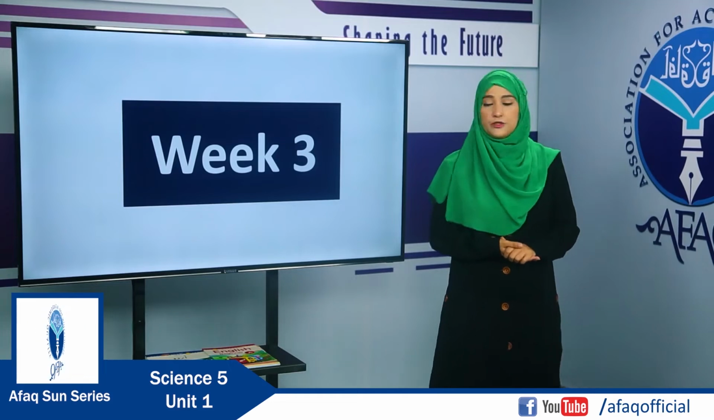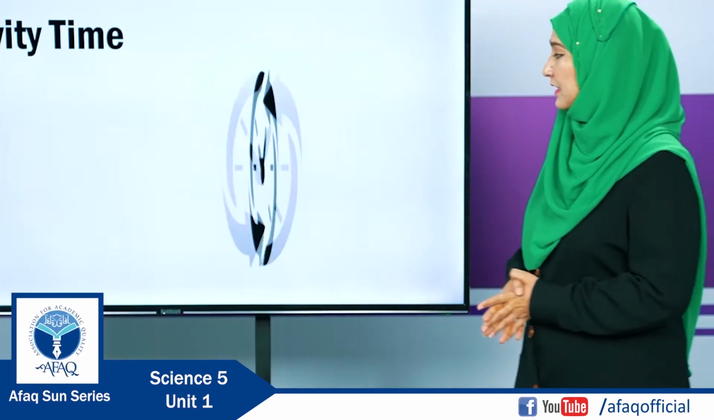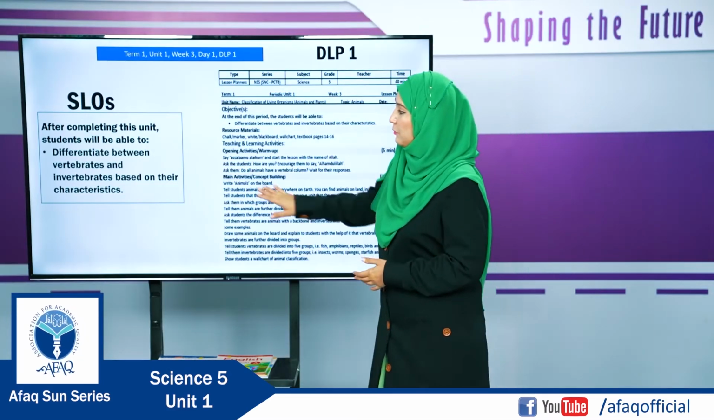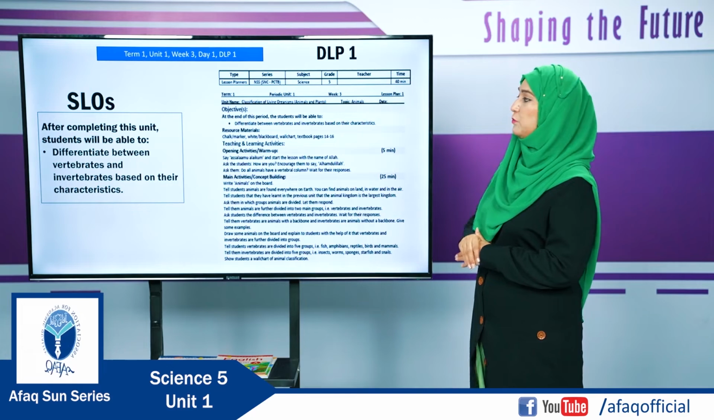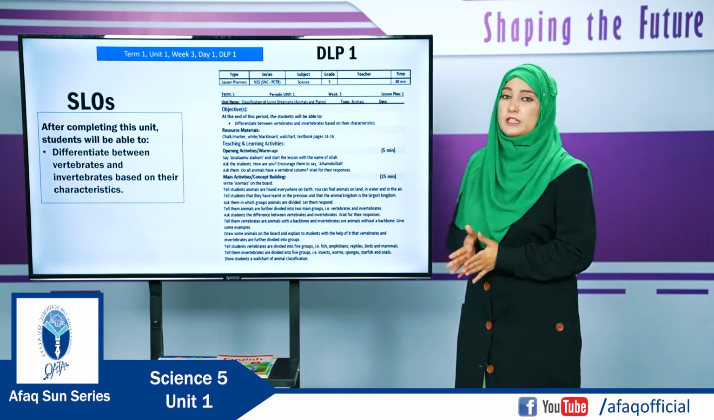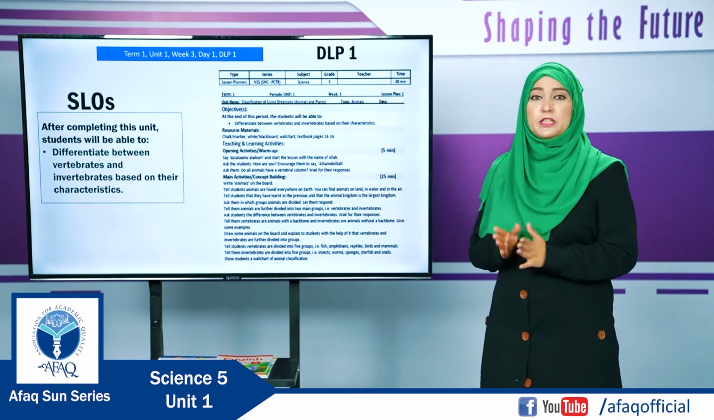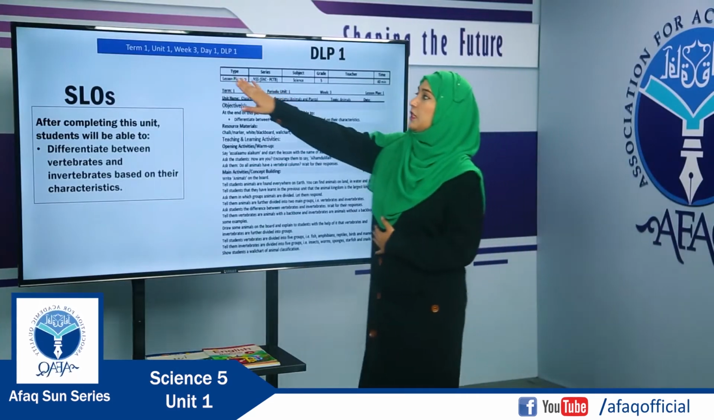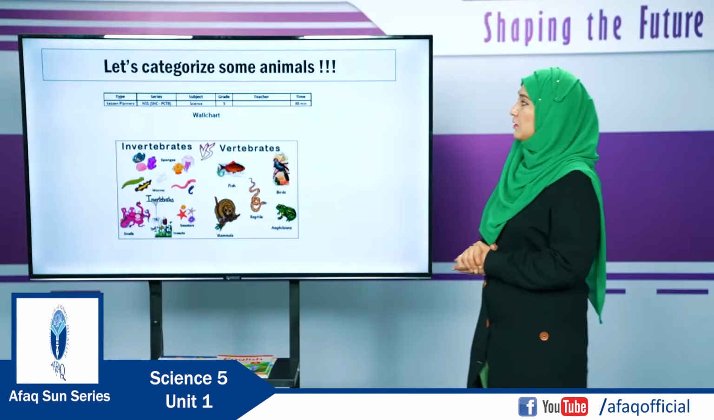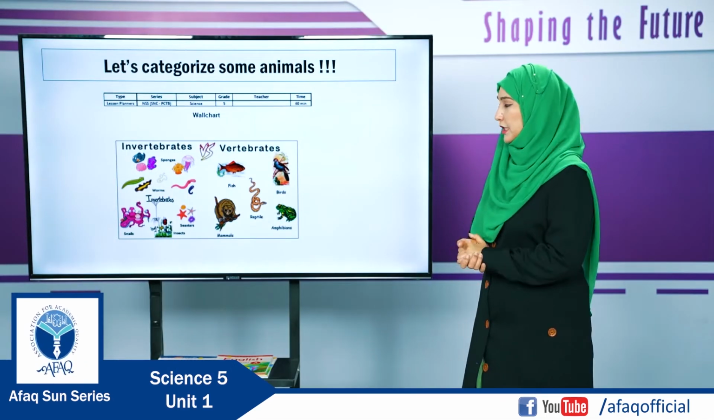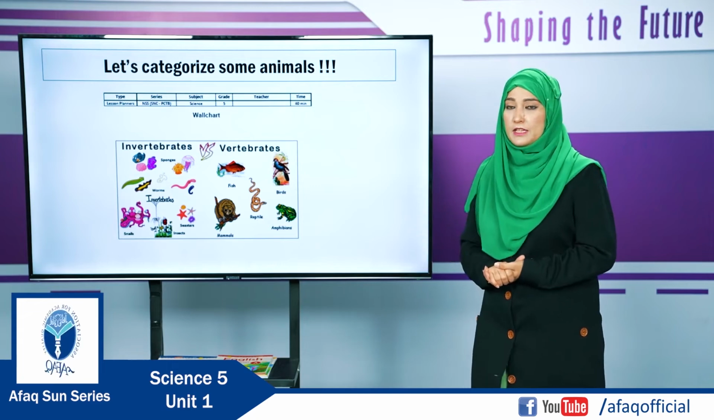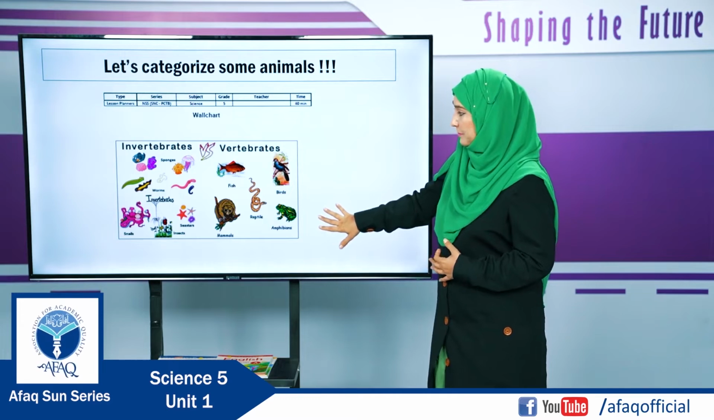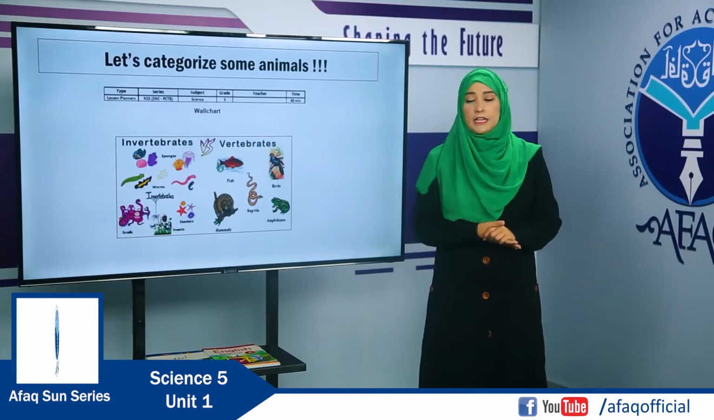Students, let's move to week 3. It's activity time and we will move to the next period. In this period, we will cover 1 SLO: differentiate between vertebrates and invertebrates based on their characteristics. The complete methodology to cover this SLO is given in DLP 1, Day 1, Week 3, Unit 1, Term 1. Okay, look at this wall chart. What can you see in it? You can see different invertebrates and vertebrates in this picture. Look at this picture and observe them carefully.